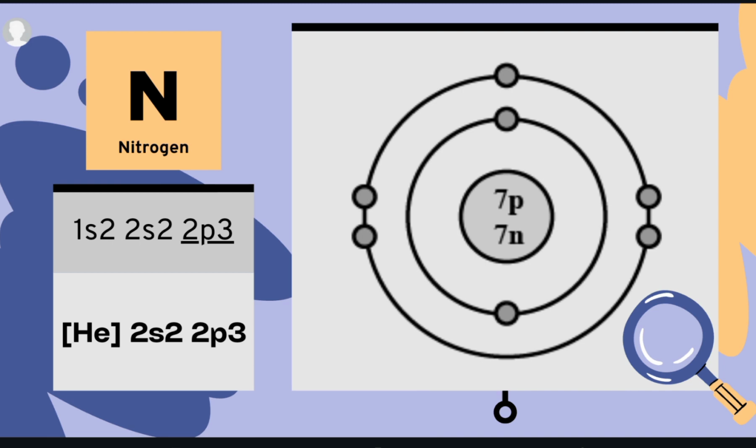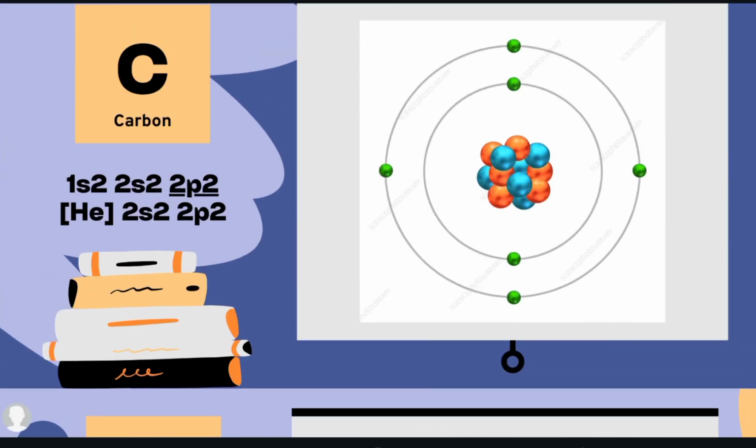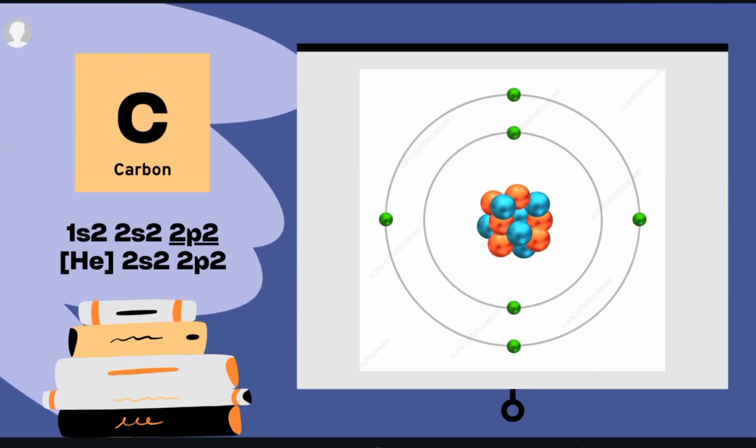Furthermore, nitrogen has an atomic structure of a central nucleus and only two shells. Nitrogen's electron configuration is 1s2, 2s2, 2p3. 2p3 is underlined indicating that it has three valence electrons. Lastly, carbon, similar to nitrogen, has an atomic structure of a central nucleus and only two shells. Carbon's electron configuration is 1s2, 2s2, 2p2. The underlined 2p2 shows that carbon has two valence electrons.